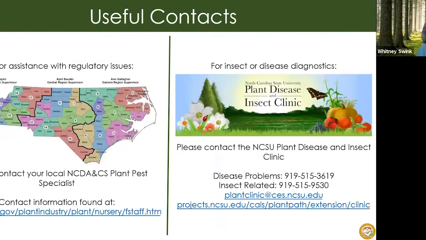And my last thing is, for any insect or any regulatory question, please contact your local plant pest specialist. You can find their contact information at the website here, and you can look up your region. And then if you have just insect or disease diagnostic questions, the Plant Disease and Insect Clinic with NC State is wonderful and a great resource if you're not aware of them. They can be emailed. Their website has really great steps on how to submit things. I encourage you to make use of both avenues.